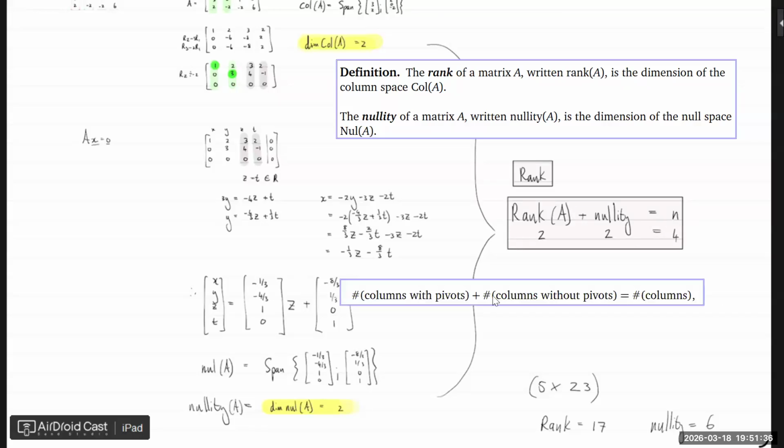The number of columns with pivots plus the number of columns without pivots is obviously the number of columns. I mean, it can't be anything different. And the number of pivots, that is rank. The number without pivots, that will in the end be your nullity. It's not your null space answer, it's just the dimension of the null space. To get the null space itself, you actually need to do calculations.